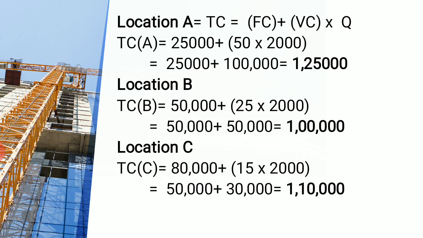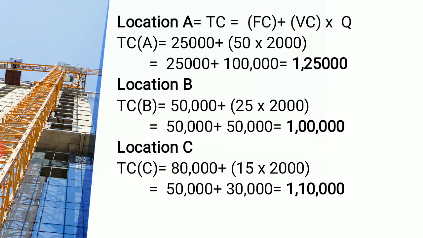Say suppose Baroda, right? For A, our total cost was how much? 1,25,000, right? B's cost was 1 lakh rupees. What is Location C's? Same way we'll calculate: 80,000 plus 15,000 into 2,000 units, that comes to 30,000. Fixed cost 50,000, that is 80,000 there, right? 80,000 plus 30,000 is 1,10,000, there's a mistake there. 80,000 plus it should be 30,000, that comes to 1,10,000.